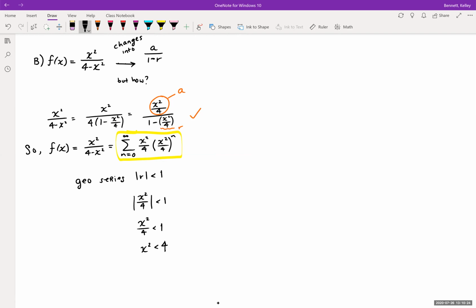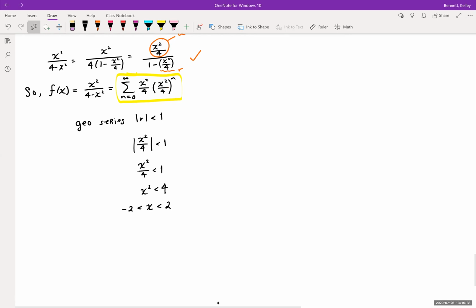And the way that that happens is that negative 2 is less than x, strictly less, oh my gosh, tongue-tied again. Negative 2 strictly less than x, strictly less than positive 2. So our interval of convergence is negative 2 to positive 2. Again, I don't have to check the endpoints because when little r is equal to negative 1 or positive 1, it's going to diverge. So there's no ambiguity there.